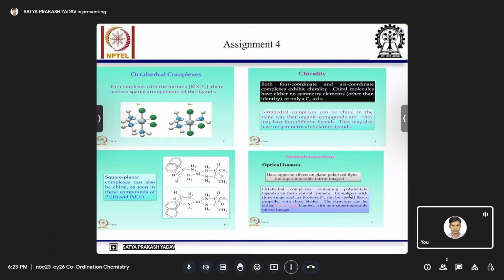Okay, then we have octahedral concepts, like if we have M.